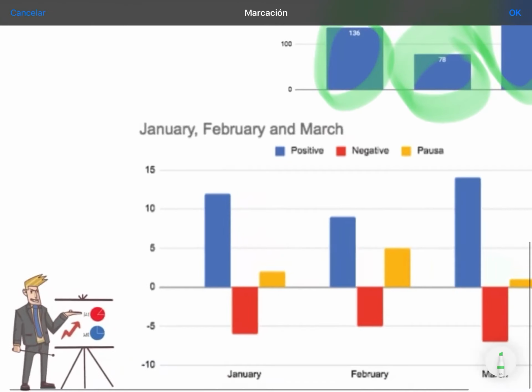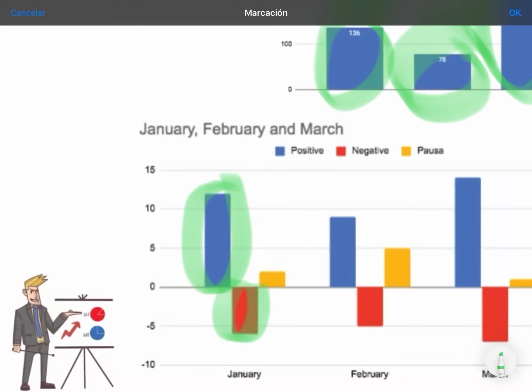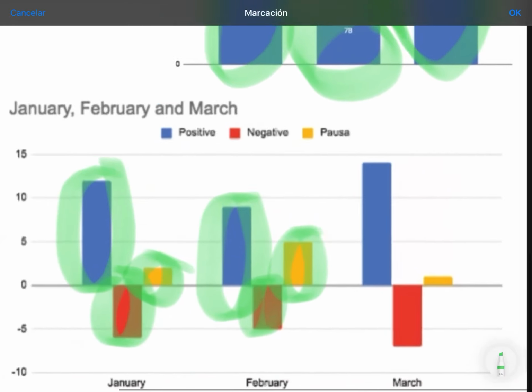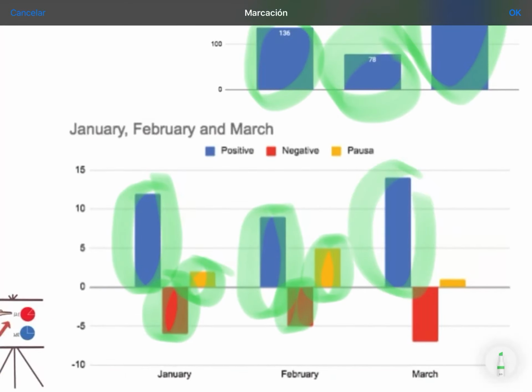Now let's look at the operations and how they went. From the total operations of January, we had 12 right, 6 going wrong, and only 2 in standby, where we didn't pull the trigger. It means 2 operations we didn't take because it was not the right pattern. In February, we had 9 right operations, 5 going wrong and 5 in standby. And in March, we had 14 right operations, 7 wrong and 1 in standby.